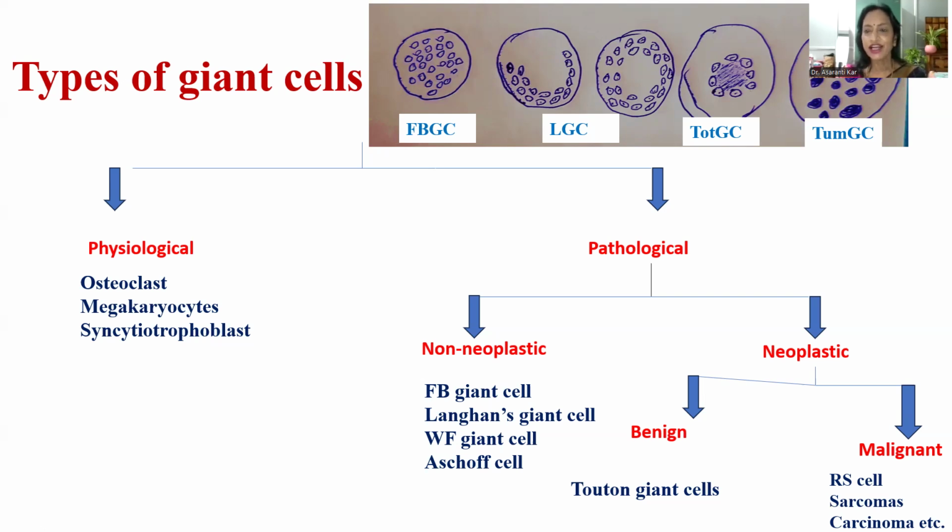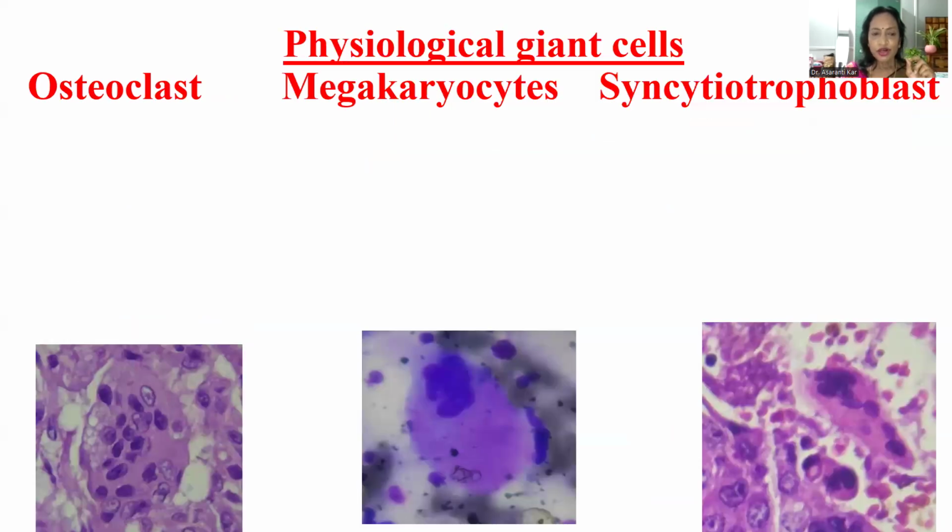Pathological giant cells can be divided, like any pathological condition, into non-neoplastic and neoplastic. Non-neoplastic giant cells are of many types, but important among them are foreign body giant cells, Langhans giant cells, Warthin-Finkeldey giant cells, and Aschoff giant cells or Aschoff cells. The neoplastic giant cells are those which are present in benign or malignant conditions. The important ones are Touton giant cells and the malignant giant cells like RS cells and those seen in high-grade sarcomas and carcinomas. So we'll be discussing each one of them very briefly about the morphology, the function, and the location where they are present.